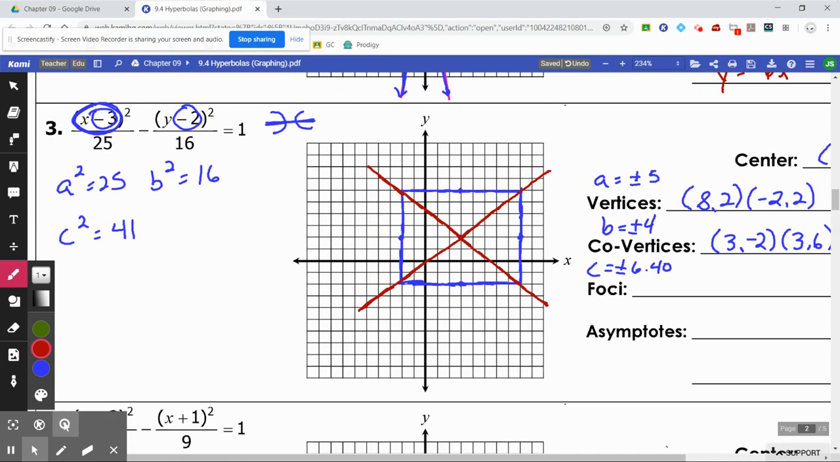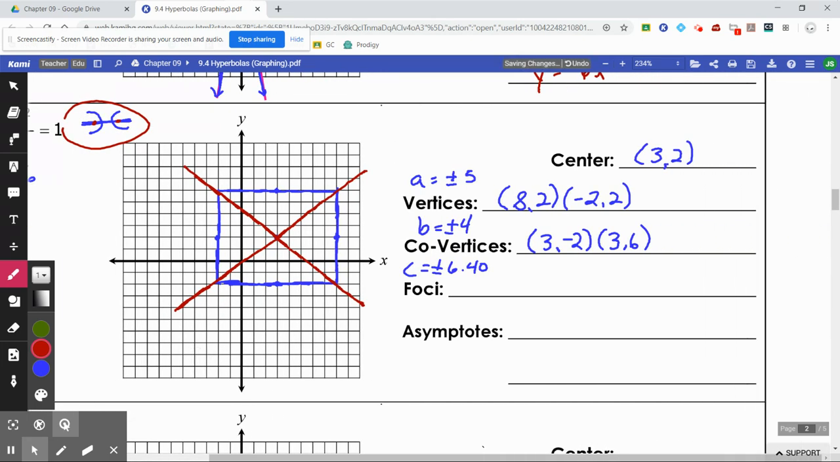My foci, let's see, my foci are going to be located on my transverse axis. And again, since X is listed first, it's going to look like this. So that means my foci will be on this transverse axis to the left and right. So from the center, I'm going to go right and left 6.40. So that's going to be 1, 2, 3, 4, 5, 6, and nearly 6.5. So there's going to be 1. And the other one's going to be the same distance outside my box on the other side. So if you go right and left 6.40, that means your foci are going to be at right 6.40 would be 9.40, comma 2, and left 6.40 would be -3.40, comma 2.